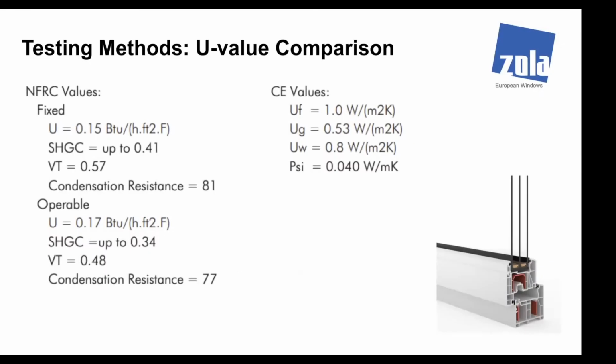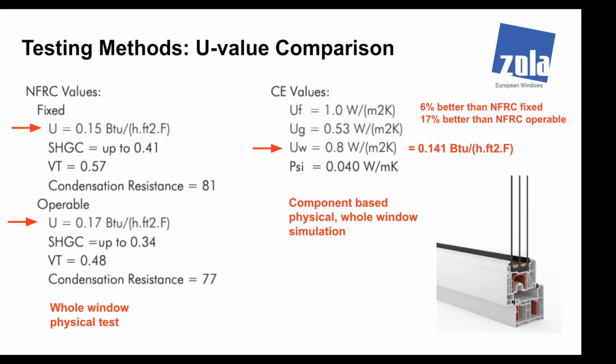So with that, there is some confusion that happens with our specifications, because a lot of our windows have both NFRC and CE U values that come to you. This is an example of our triple glazed UPVC. On the left is NFRC, which does an in situ whole window fixed, whole window operable, and on the right is the component based CE value out of Europe with a U value for the Uw of 0.8.